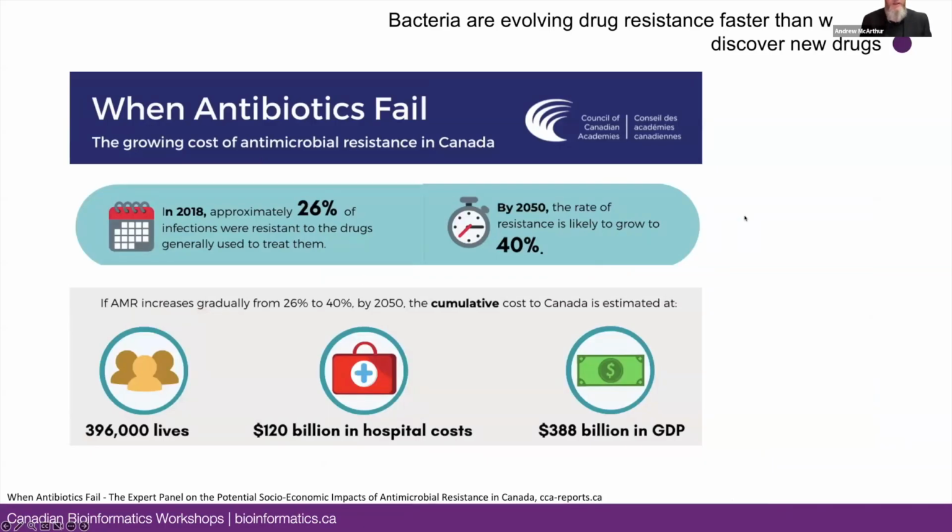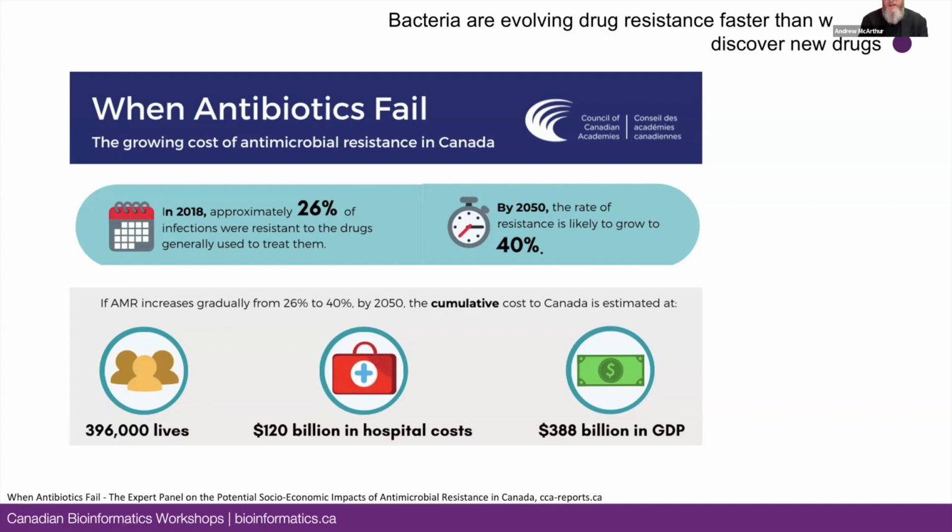So I'm going to show some Canadian data. This is from a pre-pandemic study by the Canadian Council of Academies. In 2018 in Canada, 25% of infections were resistant to the first drug attempted to treat. By 2050, it is predicted that 40% of the time the first-line drug, the standard practice, will not work. This would lead to about 400,000 lives lost, 120 billion in hospital costs, and 400 billion in GDP.